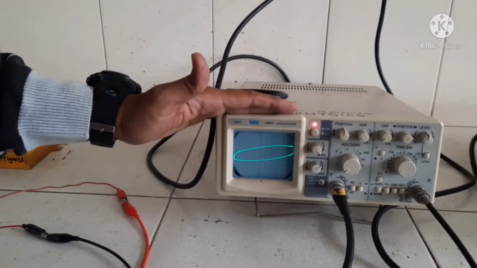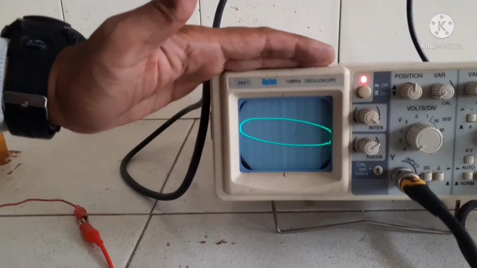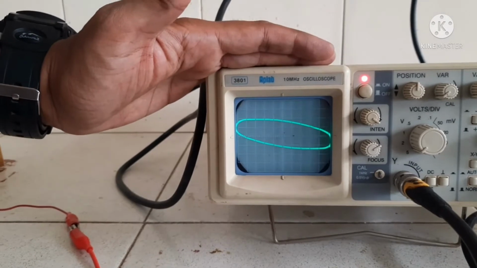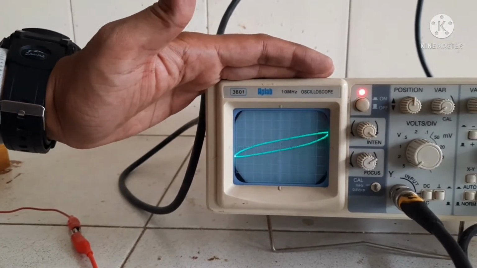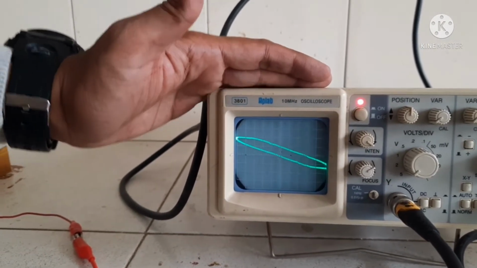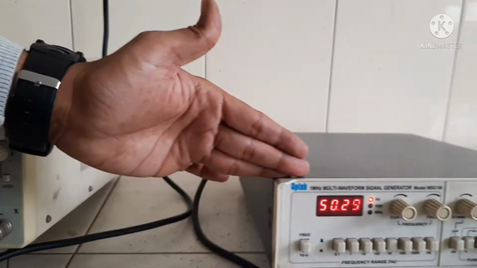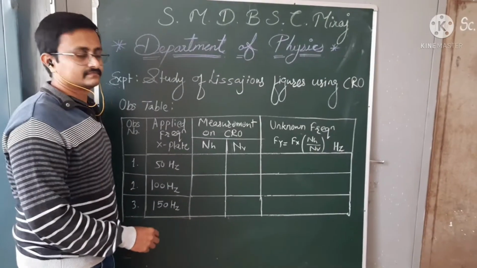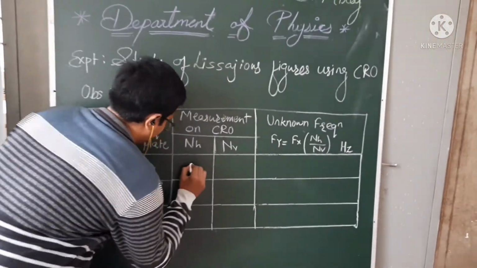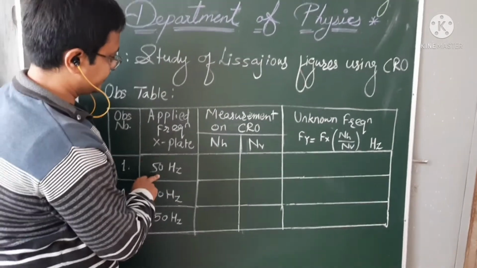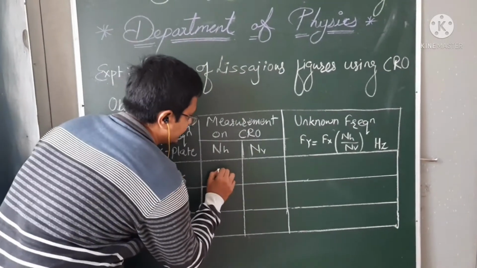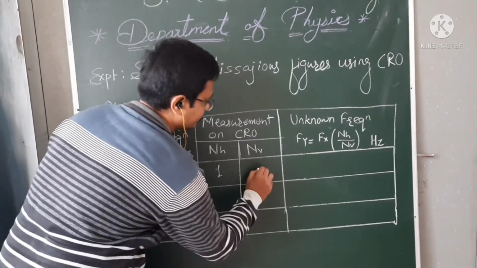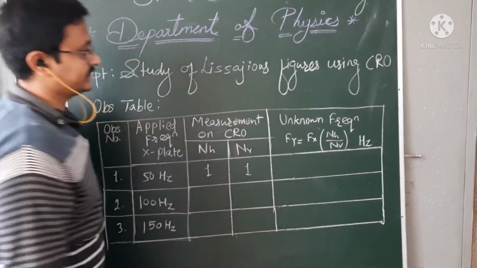Here we can clearly see the single loop, that is number of vertical and number of horizontal loops is a single loop, that is NH is equal to NV is equal to 1 for the application of 50 hertz frequency. So for the application of 50 hertz frequency at X plate, we have number of horizontal loops is 1 and number of vertical loops is 1.